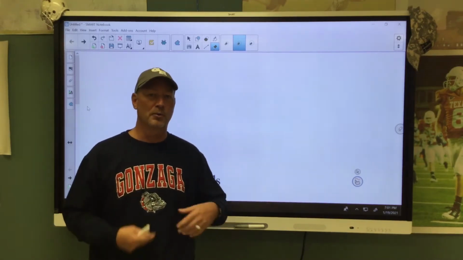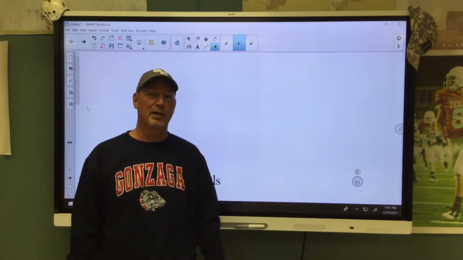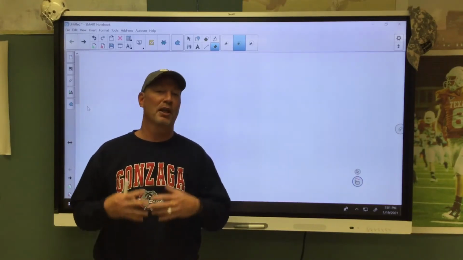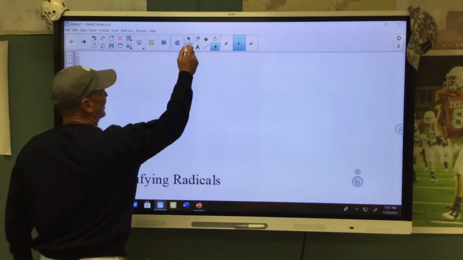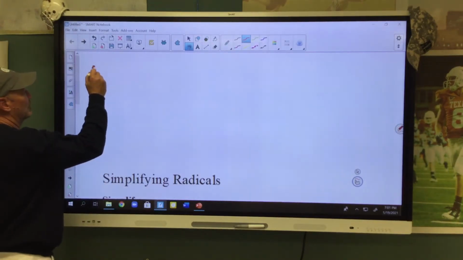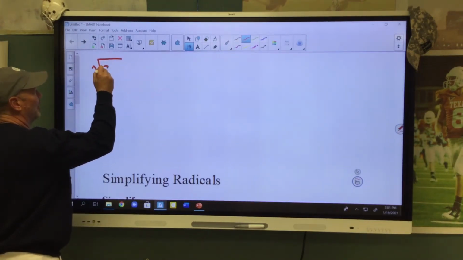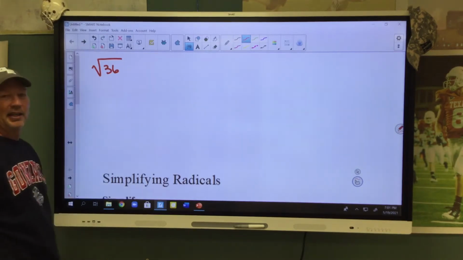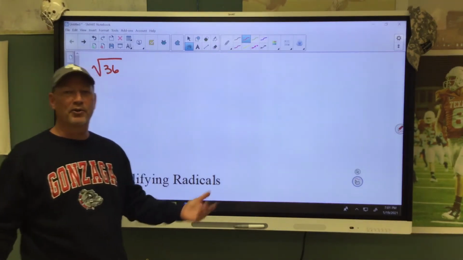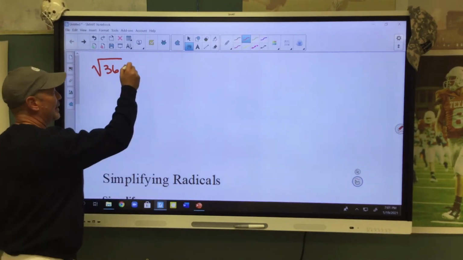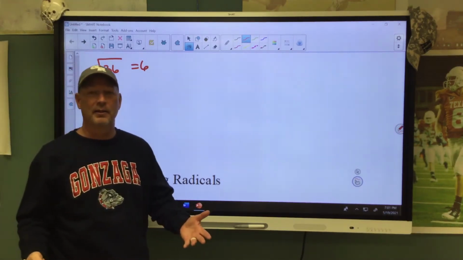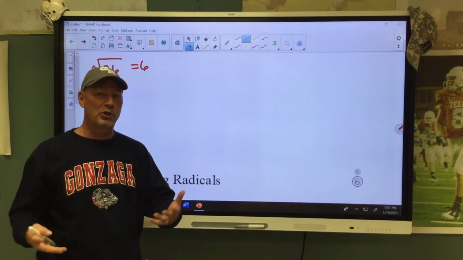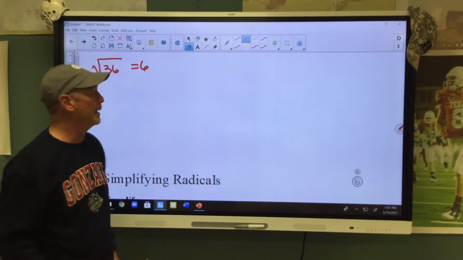All right, so let's do some groundwork right here to make sure you understand the language that I'm going to use. In the past, we have asked you to take the square root of 36. And you said, oh, that's easy. We know the square root of 36. That's going to equal 6. And you're right. But think about the language that we're going to try to apply.